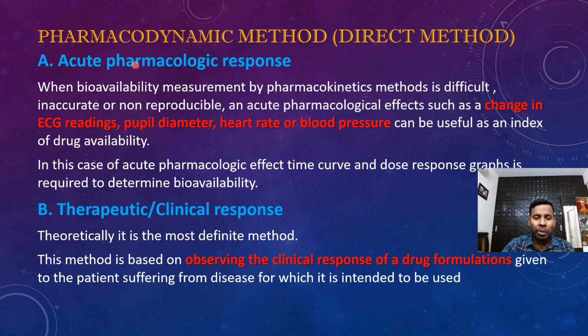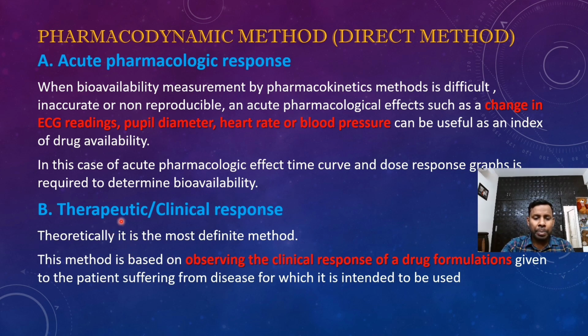First one is acute pharmacological response. Here the drug response will be observed. The drug response like change in ECG, pupil diameter, heart rate and blood pressure will be observed. After the drug is given, how much response we are getting, that we need to see. Then how can the bioavailability be measured? It can be measured by the time curve and dose response curve. Means after the drug is given, with time how much response we are getting, that we need to plot, and that will help us in measurement of bioavailability.